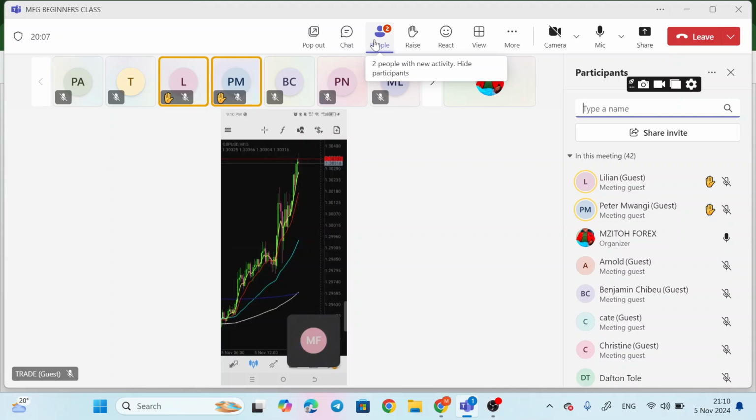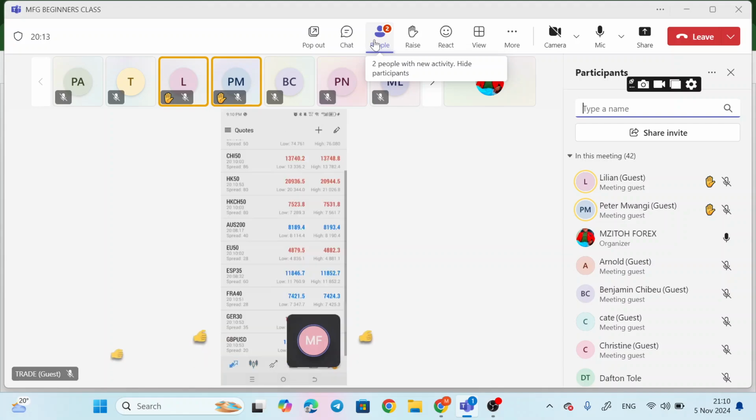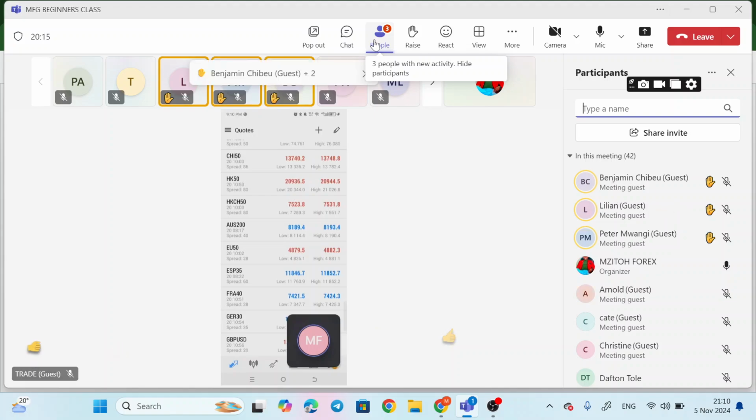How many are seeing there? Tuko pamoja? Just thumbs up if you are seeing there. We have the first icon showing us the list of currencies. Are we seeing down there? Pointing an arrow up and arrow down, showing us the list of currencies.